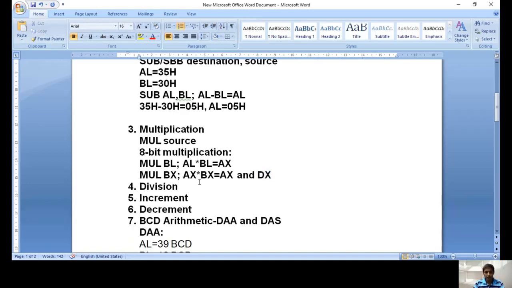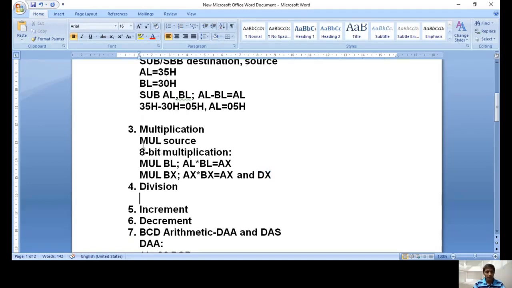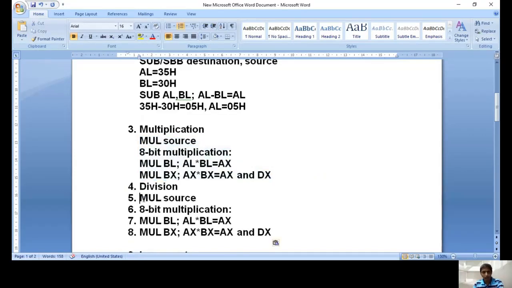This is about multiplication. Similarly for division, in the same way that we perform multiplication, division is also on similar lines. But the mnemonic for division is DIV. Same here also, source. Let us see how we perform 8-bit division. See, in division also the source must be the BL or BX register depending on the size of the division, and the destination must be the accumulator for 8-bit. For 16-bit, in addition to the accumulator, we have the DX register also.